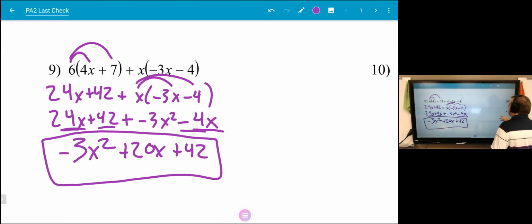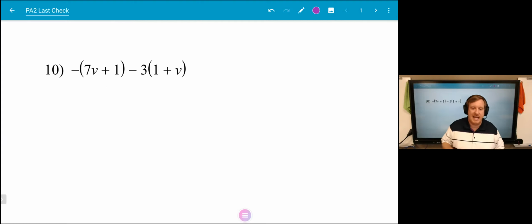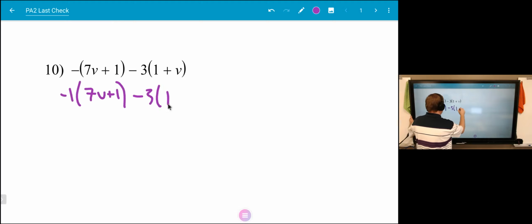Let's go ahead and look at number 10. Number 10 says negative, a negative times 7v plus 1 minus 3 times parentheses 1 plus v. I promise you that there'll be something like this on the test. If you're paying attention, there's something like this on the test. If I've just got a negative on the outside, like we talked about in the guided notes, we treat that like a negative 1 because it is a negative 1. This is like negative 1 times 7v plus 1 minus 3 times 1 plus v.